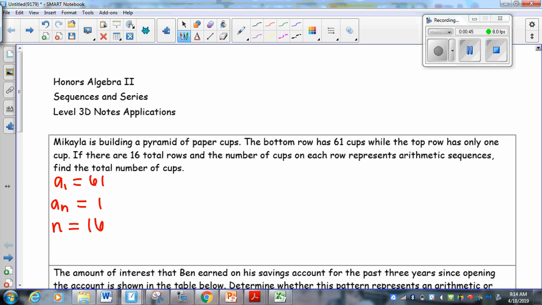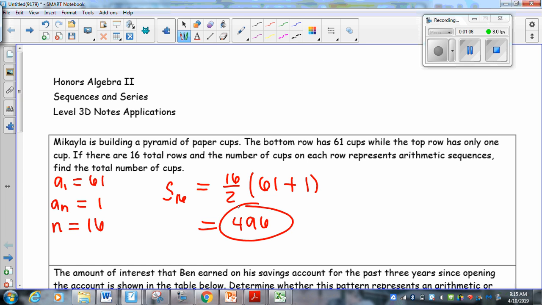So this is very simple. We just plug into our formula. So S sub 16 equals 16 over 2, parentheses, 61 plus 1. When you type that into your calculator, we should get 496. So there's 496 cups.